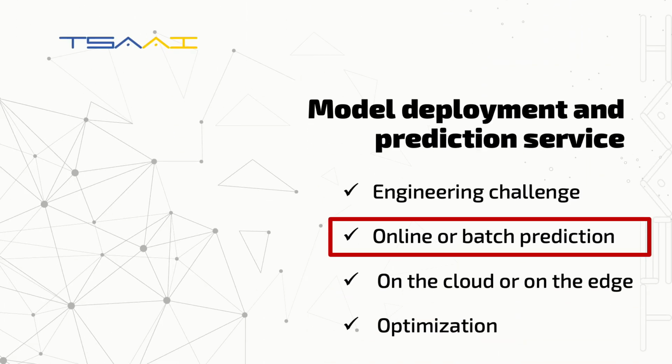When deploying a machine learning model, it is needed to choose between online or batch prediction methods. Online prediction generates predictions in real time with incoming requests, while batch prediction generates predictions periodically, storing them in a database.